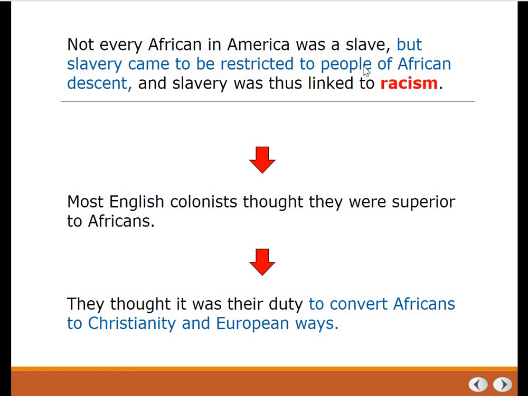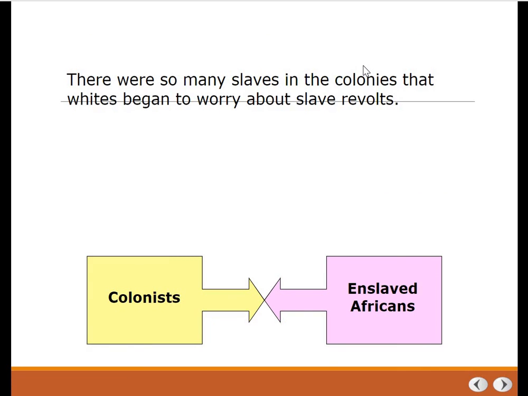They thought it was their duty to convert Africans to Christianity and European ways as well. And they would do that, they thought, by taking them out of Africa and forcing them to work in a Christian country. However, the people that were enslaved did not go lightly. They fought for their freedom. They fought much like the colonies fought for their freedom from the British. The enslaved people fought and resisted white slaveholders.